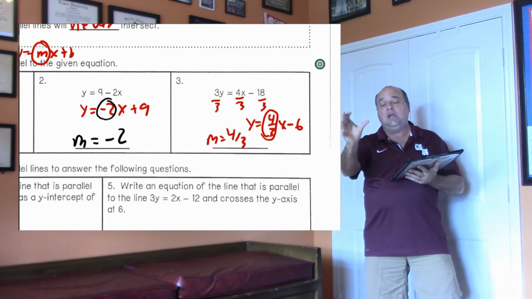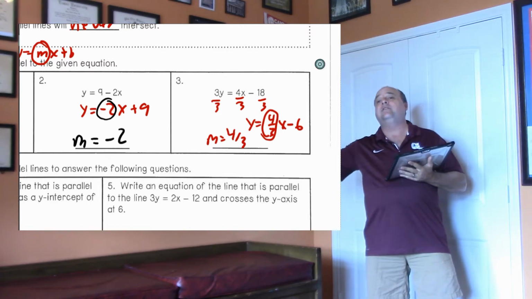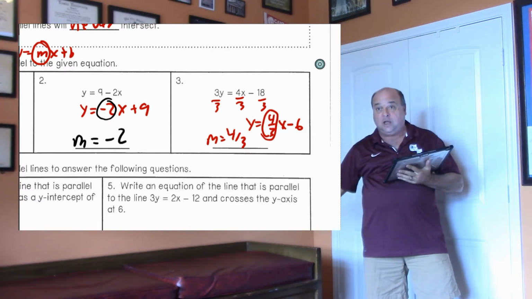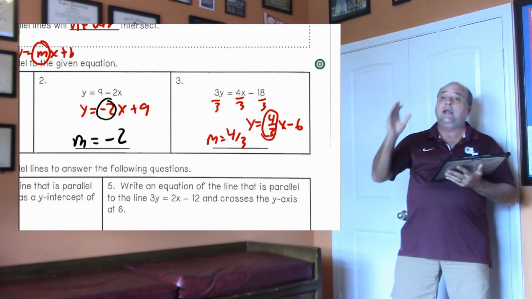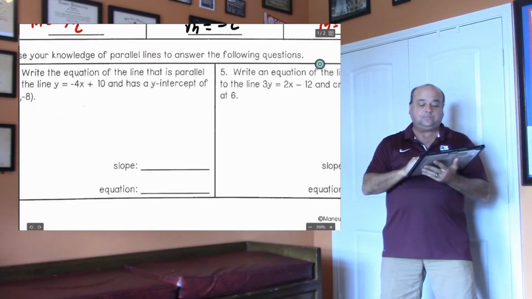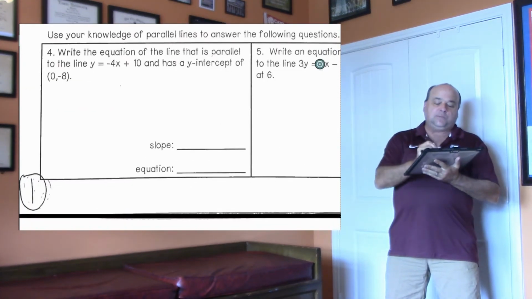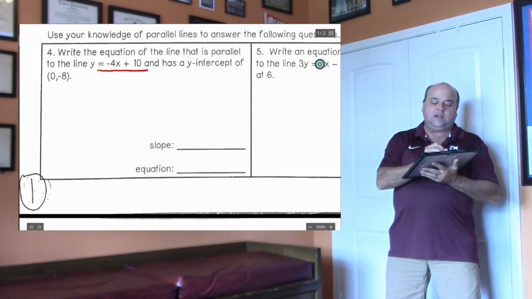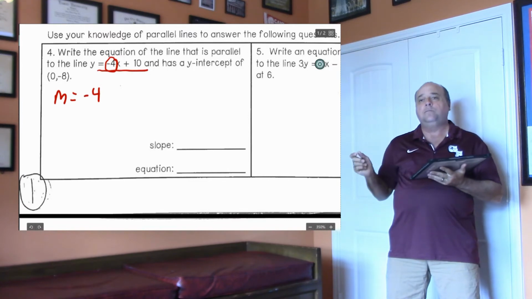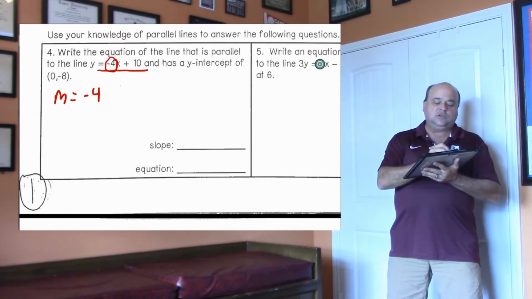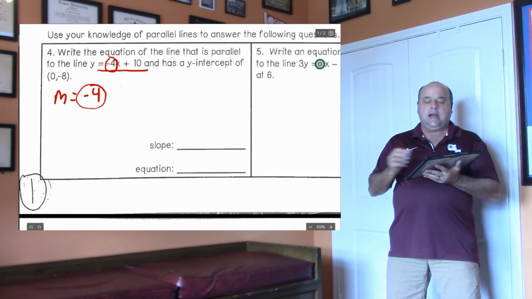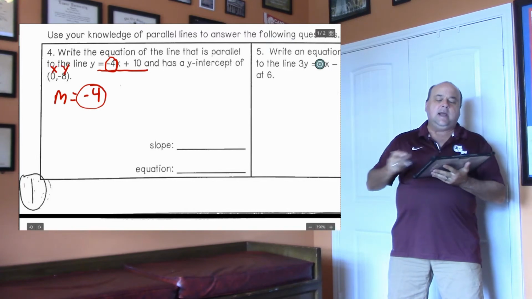So you're going to be given the equation of a line, and you're going to have to find a line that's parallel to it and goes through a point, and it's going to have the same slope. So let's look at number 4, okay? A line is parallel to the line y equals -4x minus 2. That means our slope is -4. Okay, so we're going to use the slope of -4.